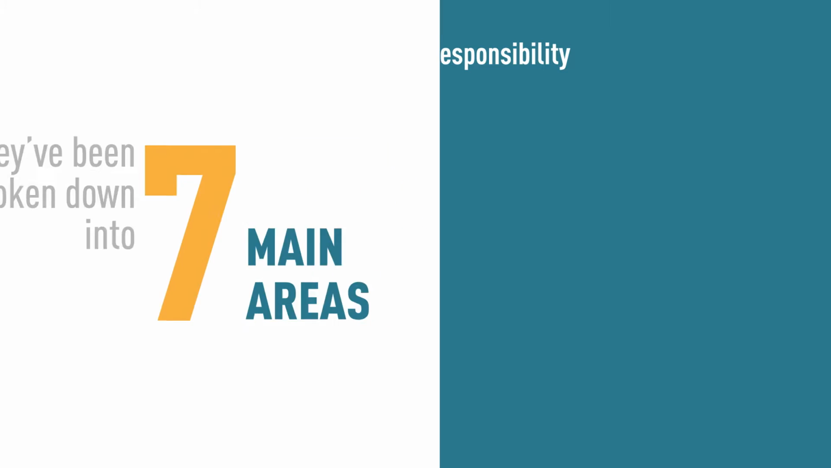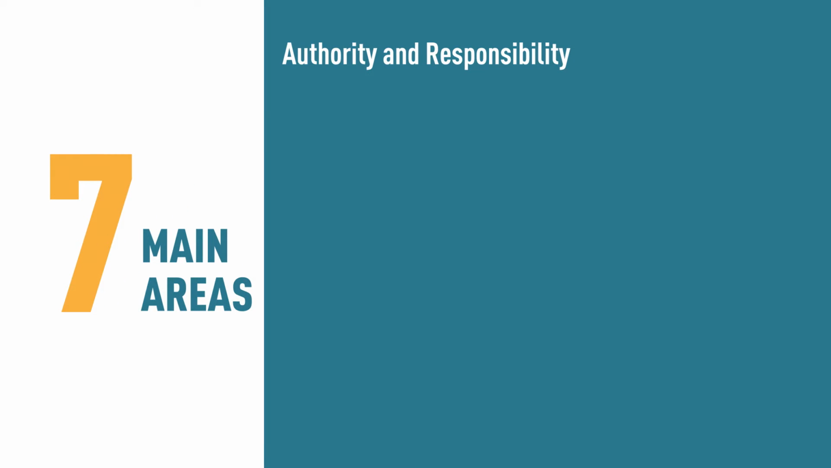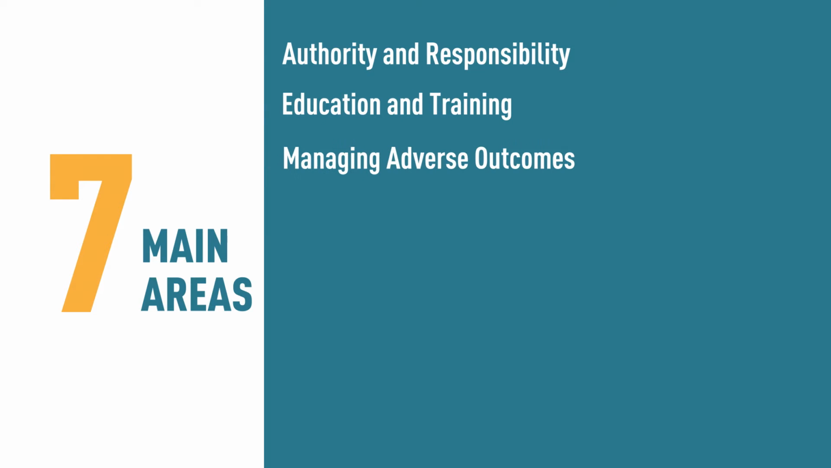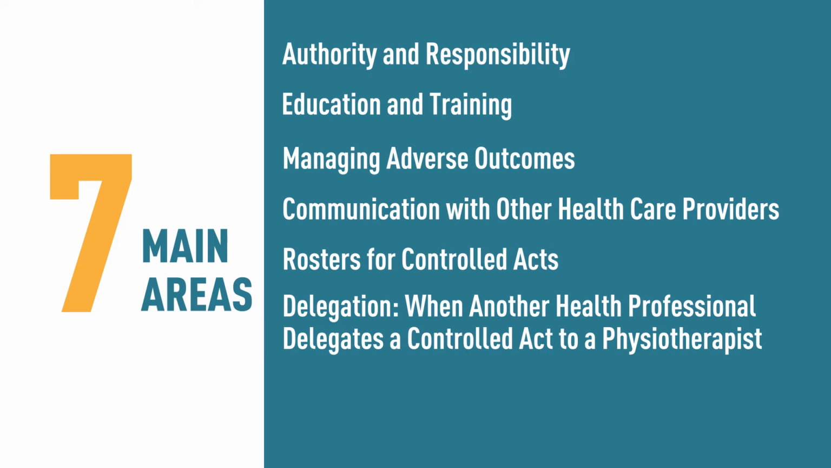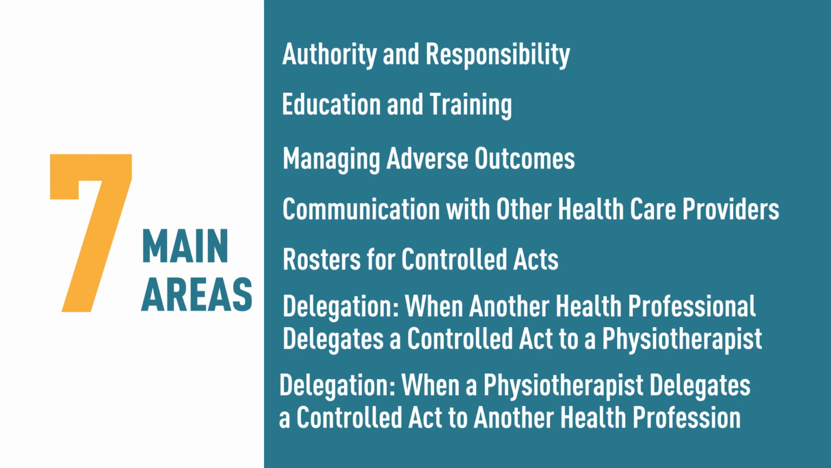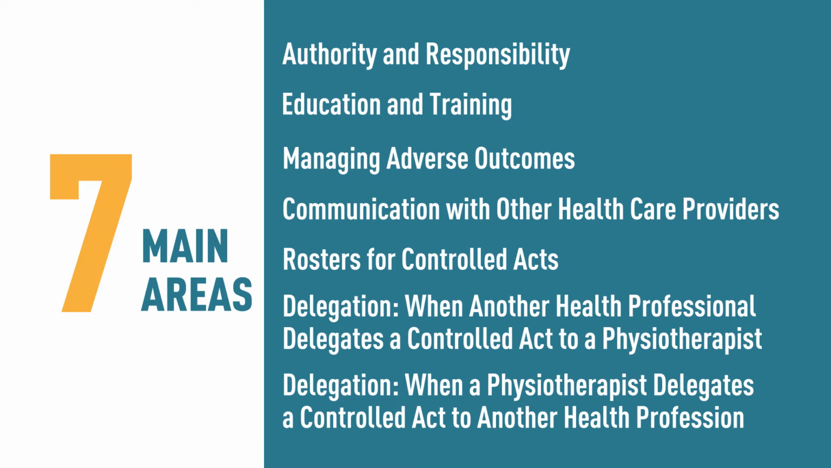They've been broken down into 7 main areas: authority and responsibility, education and training, managing adverse outcomes, communication with other healthcare providers, rosters for controlled acts, delegation when another health professional delegates a controlled act to a physiotherapist, and delegation when a physiotherapist delegates a controlled act to another health profession.